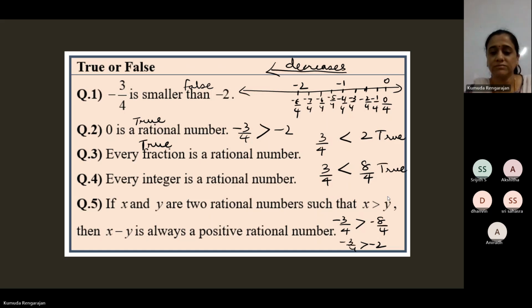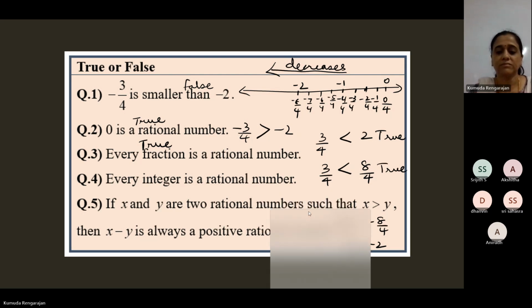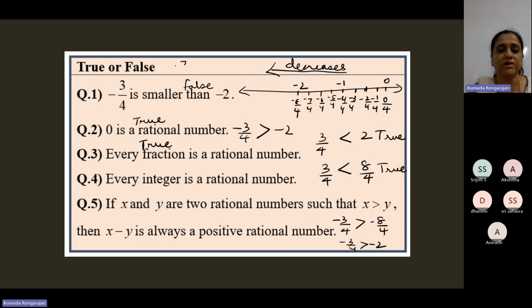False. Who said false? Now take the integer minus 7. Minus 7 can be written as minus 7 by 1. Integer by integer, rational number. If the number does not have a denominator, the default denominator is 1. If you think the number does not have a denominator, so it is not a rational number, that's not correct.